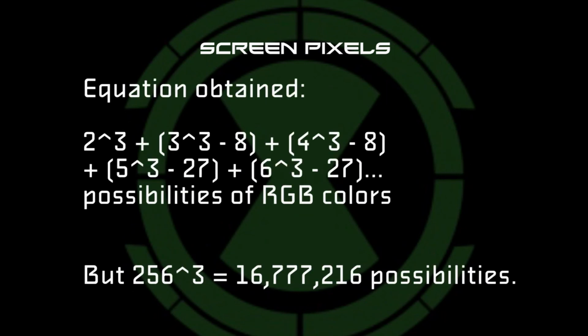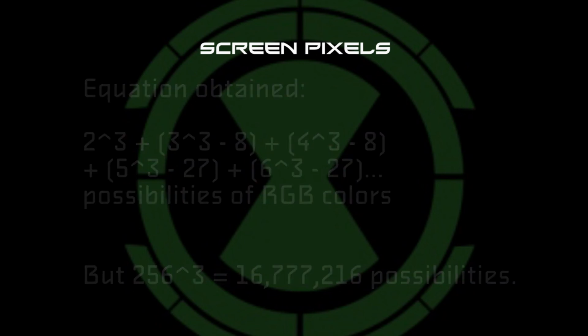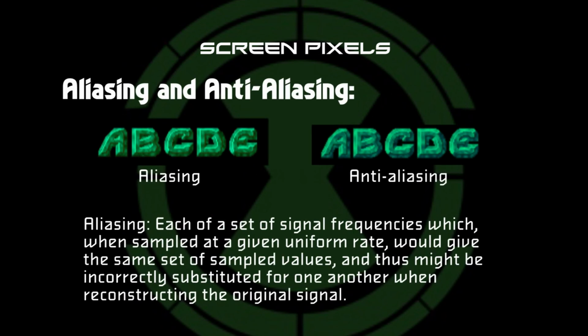The equation we form: 2 cubed, plus 3 cubed minus 8, plus 4 cubed minus 8, plus 5 cubed minus 27, and so on, up to 256 cubed, equals 16,777,216 possibilities so far. Now, one thing about pixels is aliasing and anti-aliasing.